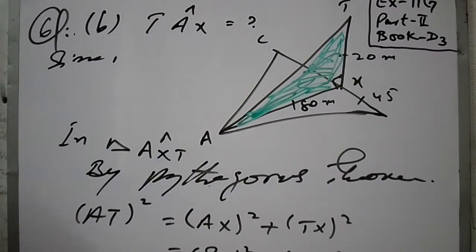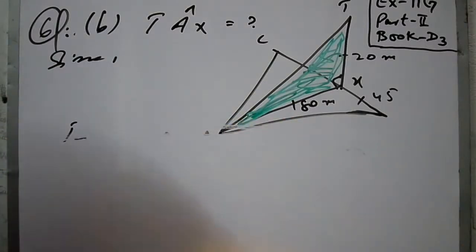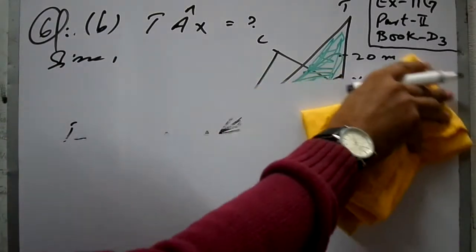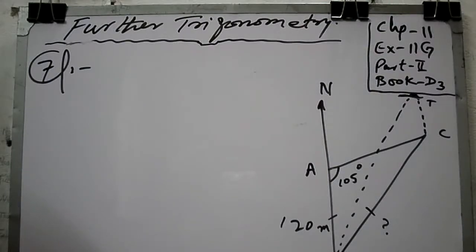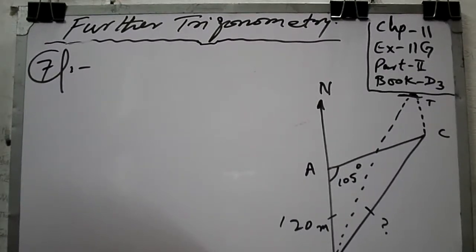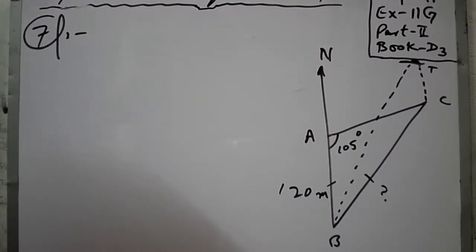Now coming to the next question, question number 7. You see here the given diagram: A, B, C are 3 points on level ground such that B is due south of A, and angle ABC is 32 degrees, angle BAC is 105 degrees, and AB is 120 meters. Calculate the distance of BC.